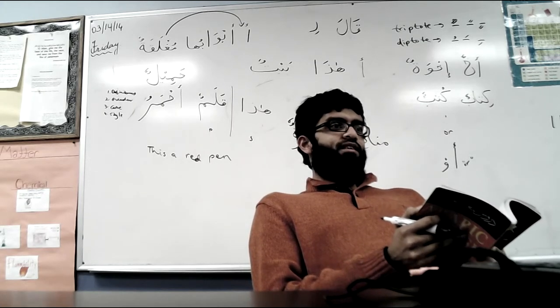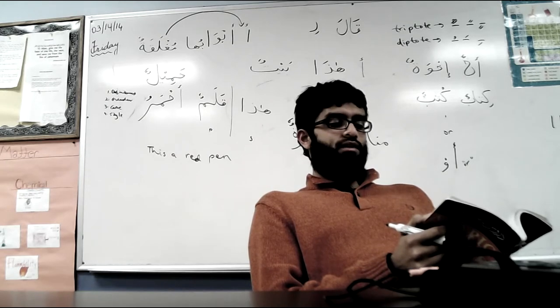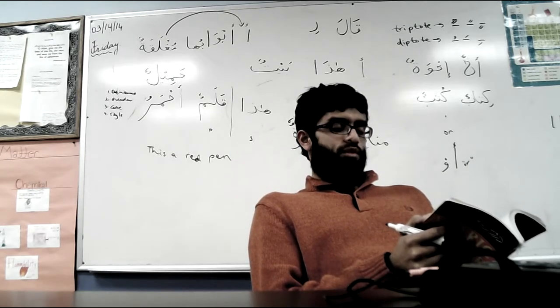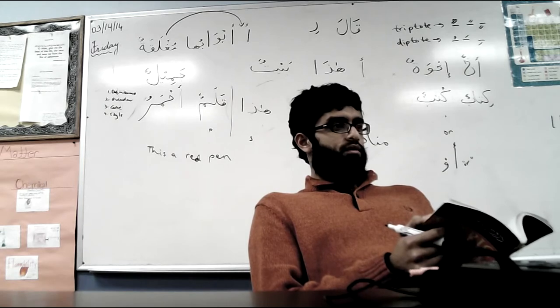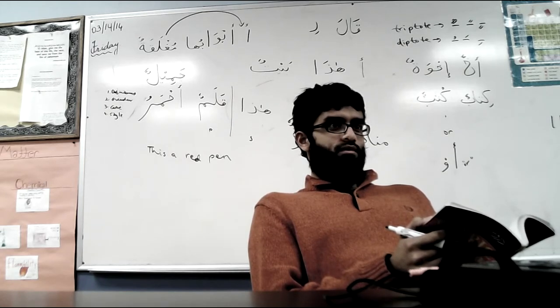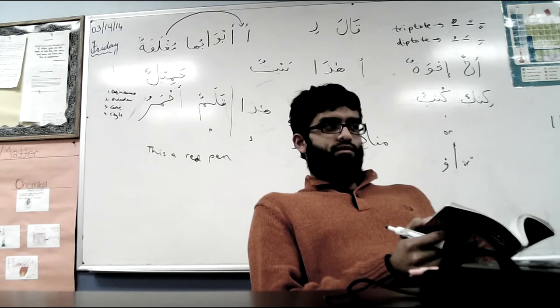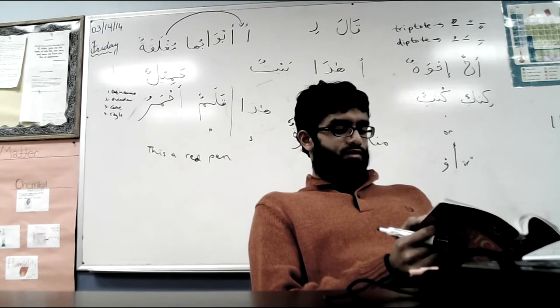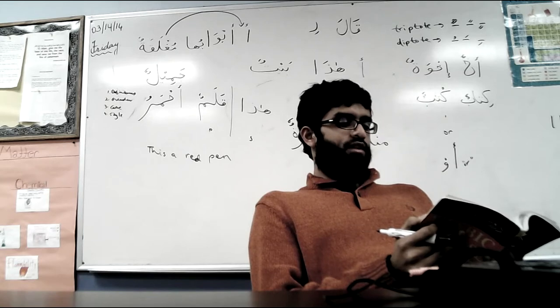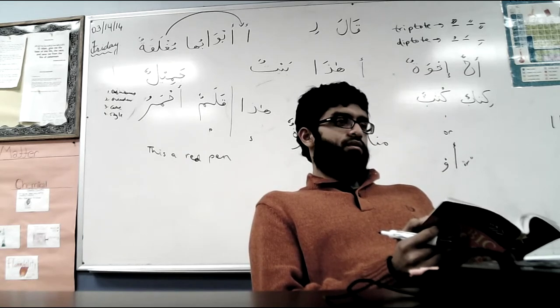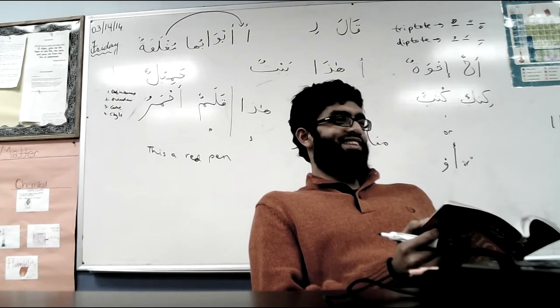Salimun. Is that diptoed or triptoed? Triptoed, straight up. Hasanun. It's not diptoed. It's triptoed. What about Paul? It's a non-Arab name, so it's Paul. You can't say Paul.